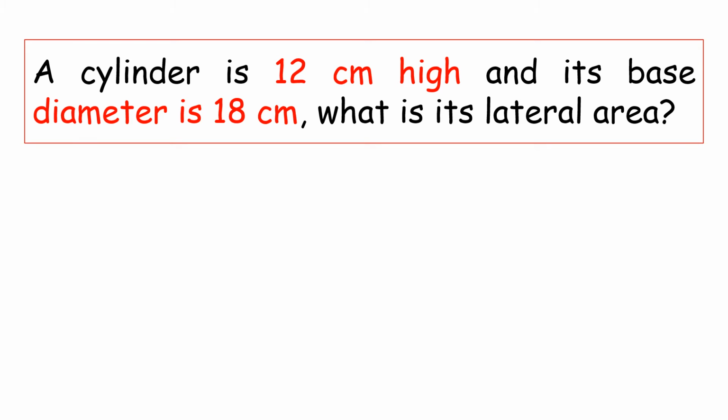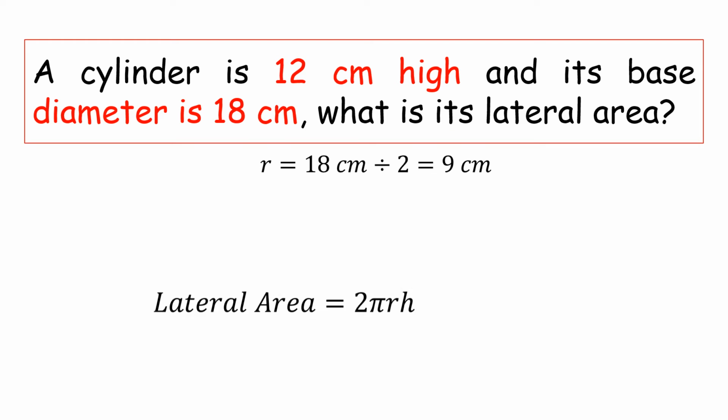Now let us have this problem. A cylinder is 12 centimeters high and its base diameter is 18 centimeters. What is its lateral area? Since the diameter is given, we need to solve for the radius. We all know that the radius is half the diameter. So 18 divided by 2 is equal to 9.